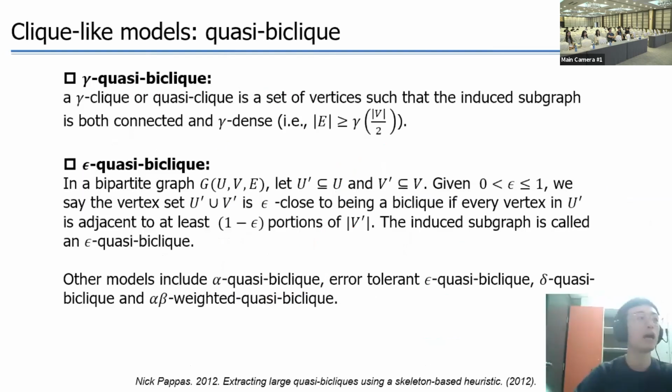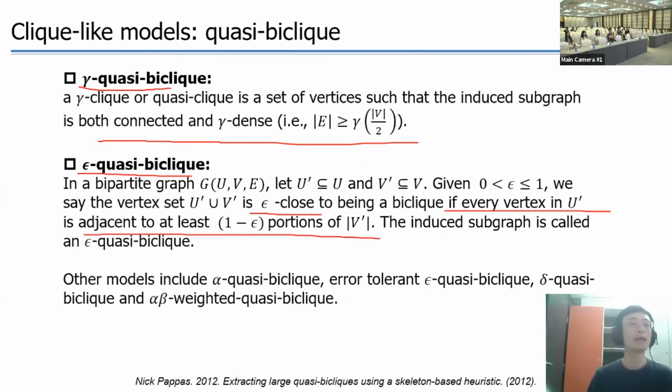Besides the definition of biclique, we also have the quasi-biclique. A quasi-biclique is almost a biclique in the sense that we allow it to miss a certain number of edges. For example, here is the gamma quasi-biclique, which is defined based on connectivity and density. And we also have the epsilon quasi-biclique, which is defined based on the degree. We can see the definition: the vertex set is epsilon-close to being a biclique if every vertex in the vertex set is adjacent to at least a 1 minus epsilon portion of the vertex set in the opposite layer. We also have other models, including the alpha quasi-biclique and the error-tolerant epsilon quasi-biclique.